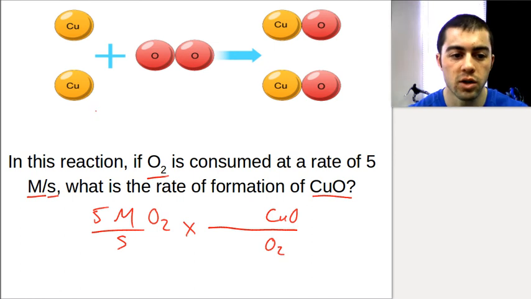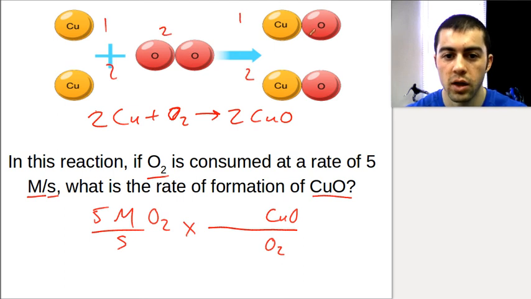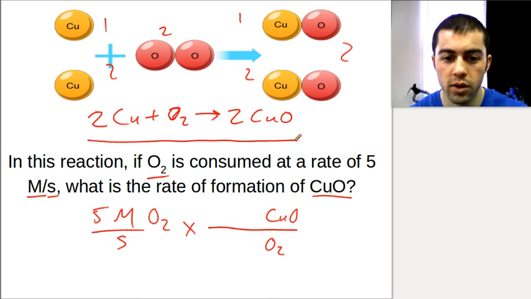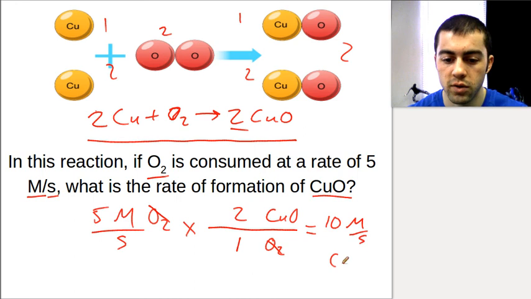So if we write this reaction out, we have it visually here, but it would be 2Cu plus 1 O2 makes 2 CuO. So this is a balanced equation, right? We've got the 2 coppers, and the 2 coppers, we've got the 2 oxygens, and the 2 oxygens here. So this is a balanced equation, and then we've got the written form here. So the relationship between CuO, which has a coefficient of 2, and oxygen, which has a coefficient of 1, would be 2 to 1. So we cancel out oxygen with oxygen here, and then we would end up with 10 molar per second of CuO.